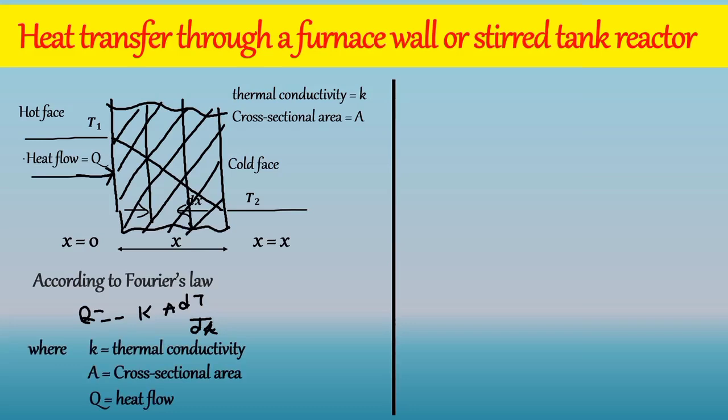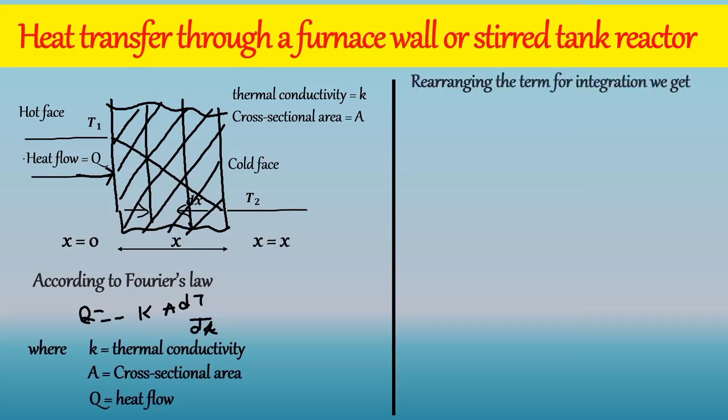You can see that the equation has a negative sign, because the temperature gradient is negative, which means that as X increases, T decreases. This means that temperature goes down in the direction of heat flow, and hence the negative sign makes heat flow positive in that direction.